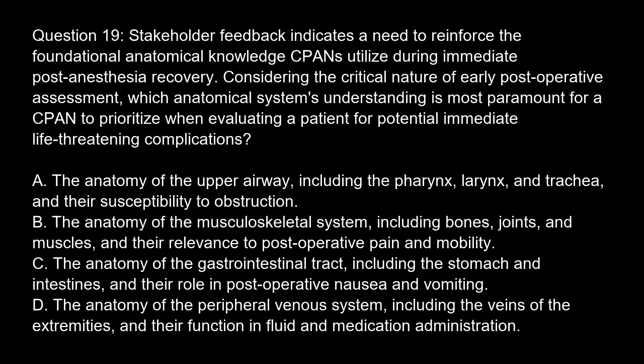Option A. The anatomy of the upper airway, including the pharynx, larynx, and trachea, and their susceptibility to obstruction. Option B. The anatomy of the musculoskeletal system, including bones, joints, and muscles, and their relevance to postoperative pain and mobility. Option C. The anatomy of the gastrointestinal tract, including the stomach and intestines, and their role in postoperative nausea and vomiting. Option D. The anatomy of the peripheral venous system, including the veins of the extremities, and their function in fluid and medication administration.